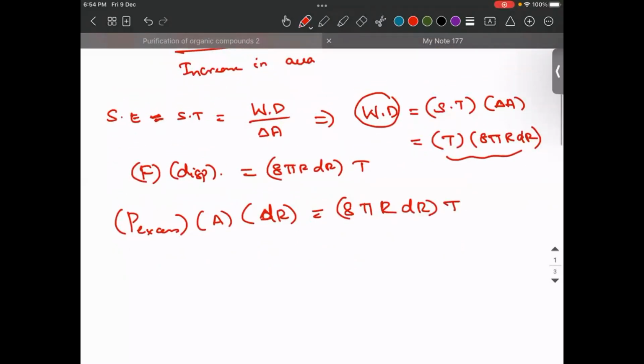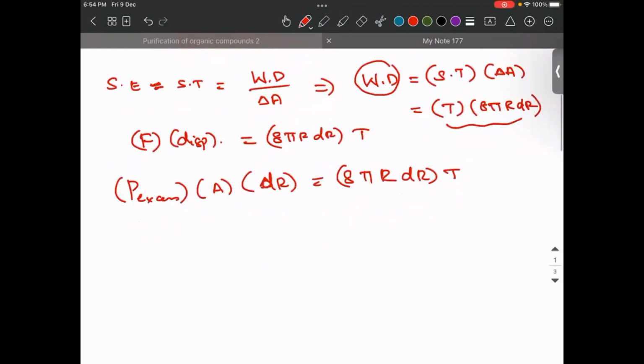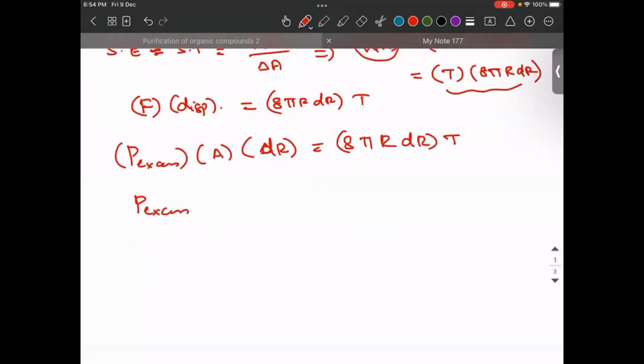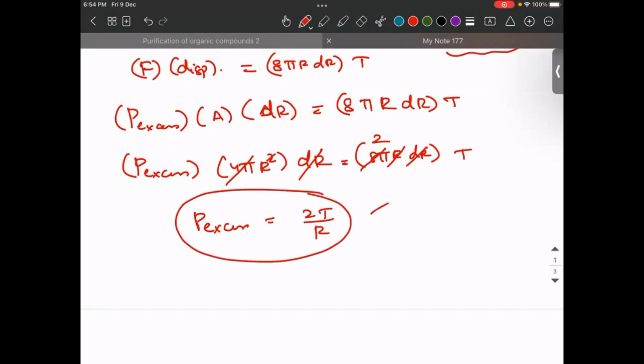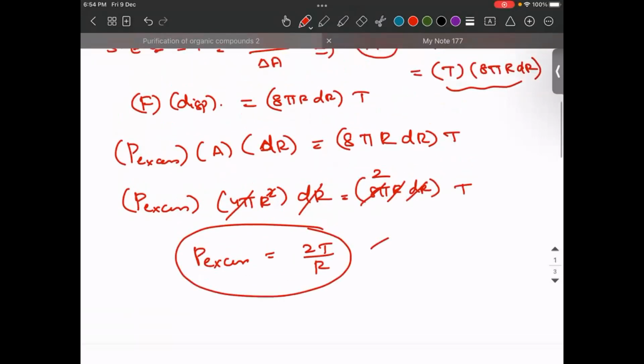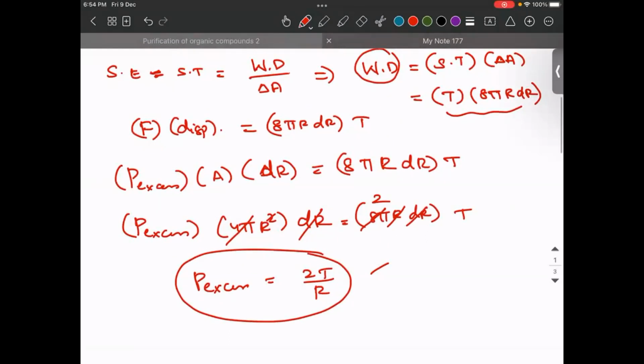Now, what is the surface area of a sphere? So P excess into 4 pi r square dr is equal to 8 pi r dr into capital T. So 4 pi and this will get cancelled, r and r will get cancelled, dr is lost, which implies excess pressure will be equal to 2T divided by capital R. And this is going to be the excess pressure inside a liquid drop.